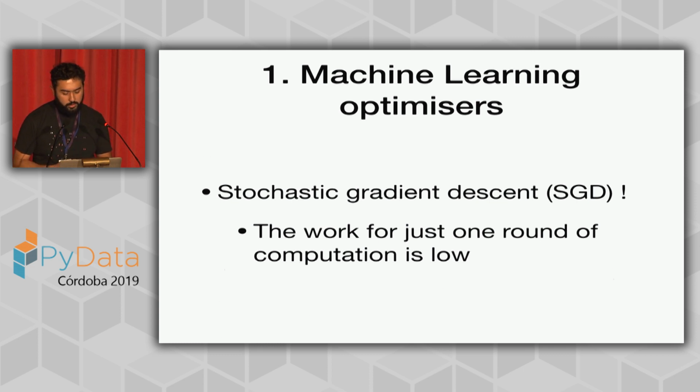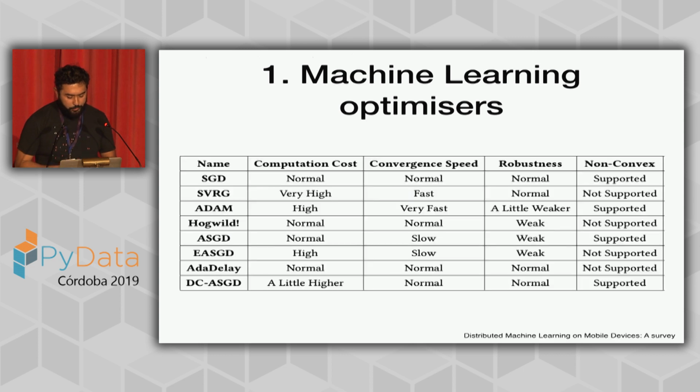And here, it works way better when we just have a run of computation. It's usually pretty low to compute. So there was a nice paper released not so long ago called Distributed Machine Learning on Mobile Devices. And they did kind of a survey of multiple techniques for machine learning optimizers. And here you can see SGD, SVRG, which is stochastic variance reduced gradient, Adam, Ogwal, ASGD for asynchronous. And you see usually what is the cost of using those different optimization methods to do some optimization in some way.